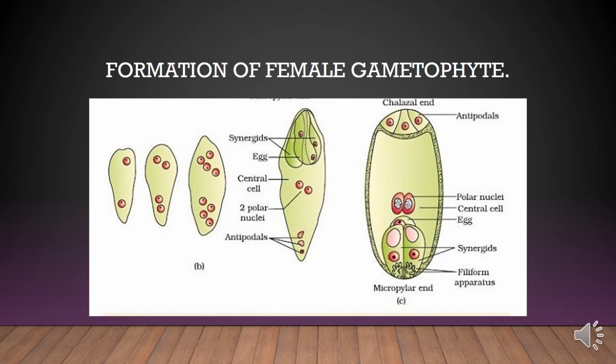There is a characteristic distribution of the cells within an embryo sac. From that, 3 cells are grouped together at the micropylar end and constitute the egg apparatus. You can see in the last diagram, the egg apparatus in turn consists of 2 synergids and 1 egg cell. In diagram C, 2 are synergids and 1 is an egg cell. The synergids have special cellular thickening at the micropylar tip called the filiform apparatus.